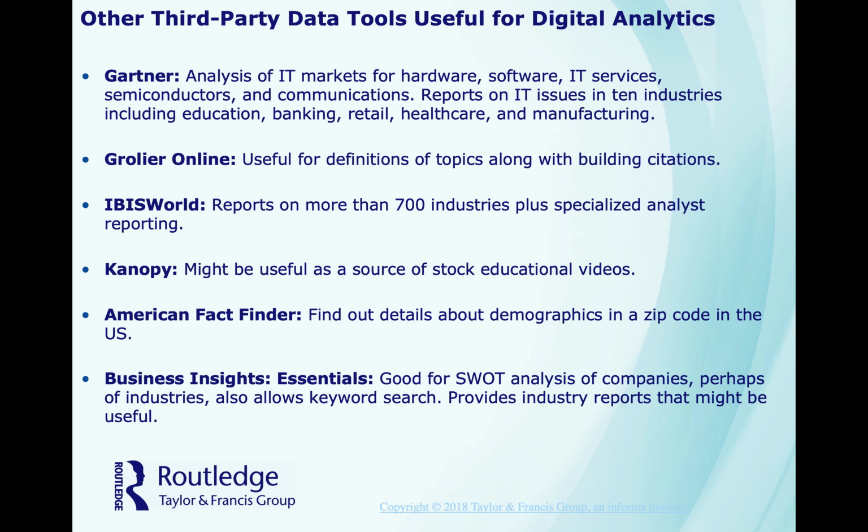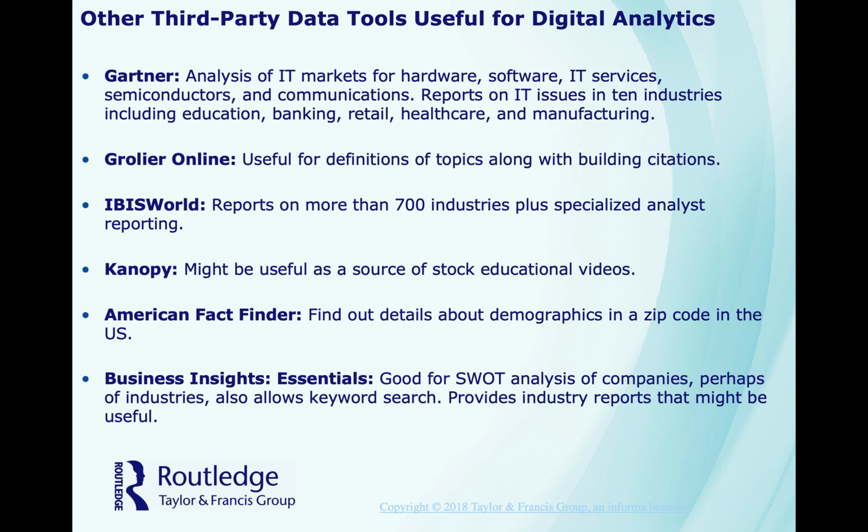Some more. Gartner. This is an analysis of the IT market for hardware, software, IT services, semiconductors, and communications. They report on IT issues in 10 industries, including education, banking, retail, healthcare, and manufacturing. Gale Online is useful for definitions and topics, among other things, including citations. IBISWorld, I have used this one as well, reports on 700 industries plus specialized analyst reporting.